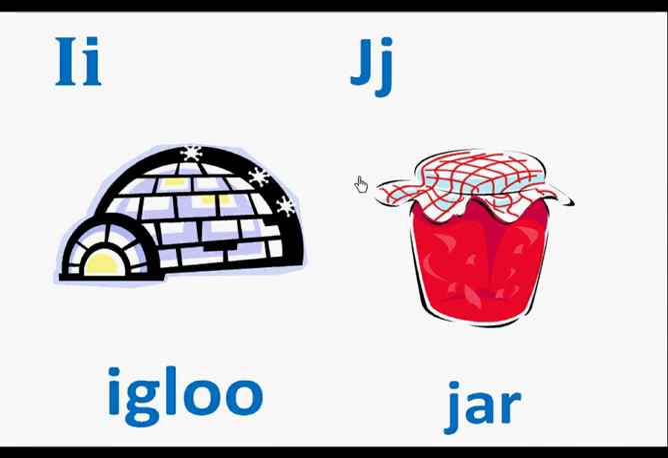Here we have a capital J, a small j, a picture of a jar, the word jar. The letter J makes the sound J. So we'll read this page. J, jar, J.